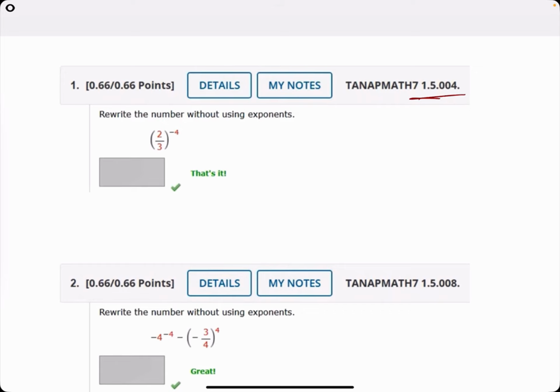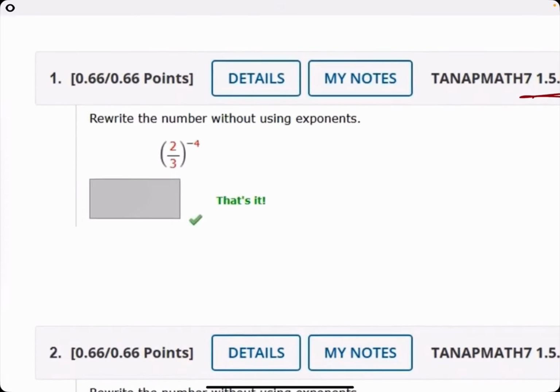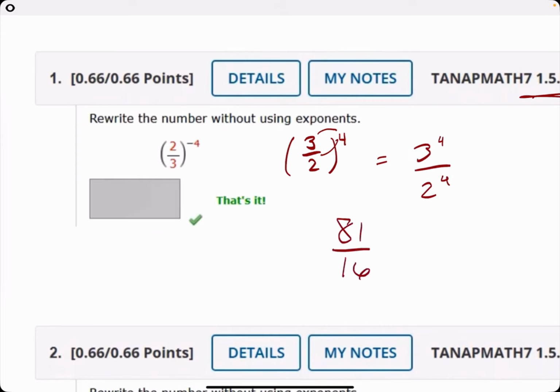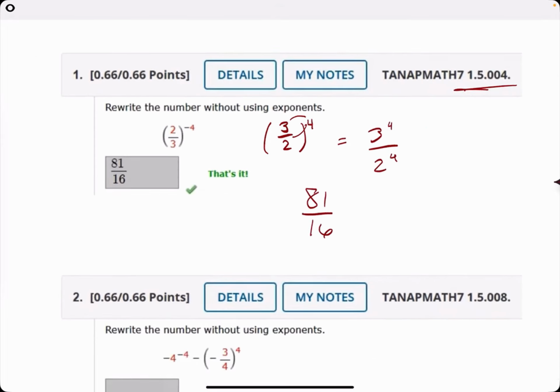Okay, so first things first, if we see a fraction raised to a negative exponent, here's a fun trick. Flip the fraction and make that exponent positive. Now we just distribute the 4 to the 3 and to the 2, so we get a nice 3 to the 4 over 2 to the 4. I think that's a nice 81 over 16, and that's it.